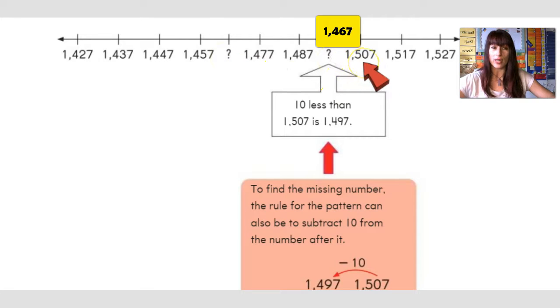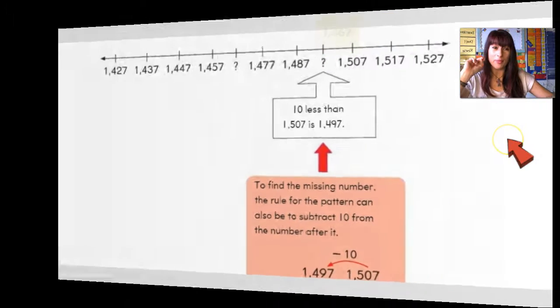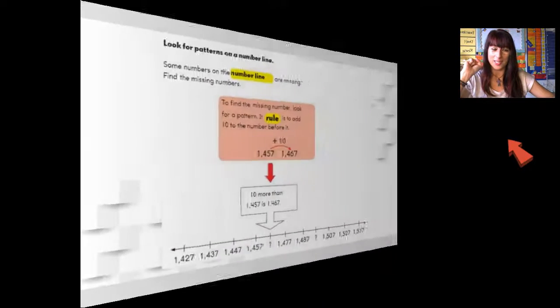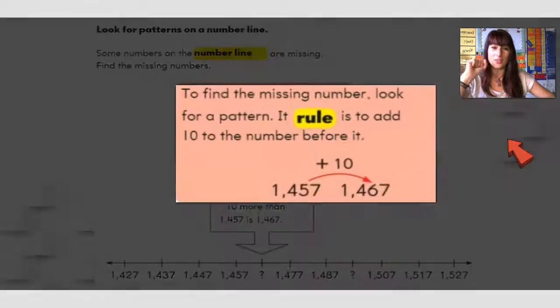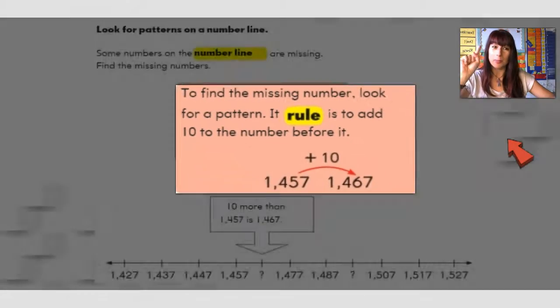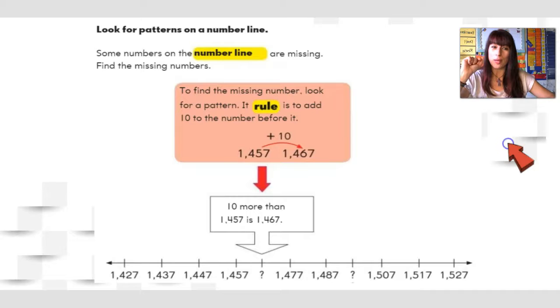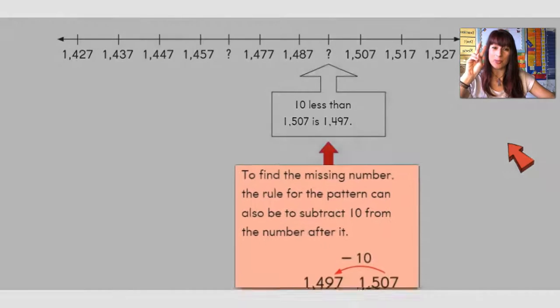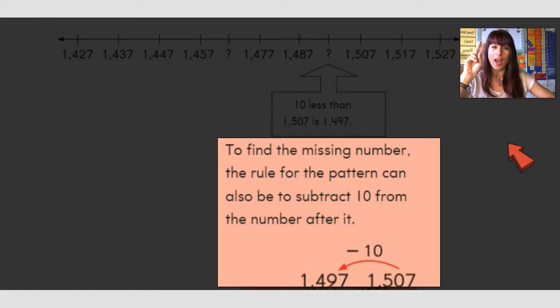And I have another missing number over here. Again, I look at the number that's after it, 1,507, and I know the rule is to subtract by 10. So I'm going to write the number 1,497. And this is rule number 2 that you can use to find the missing number. So remember, we have 2 rules to find the missing number. Rule number 1 is that you can add to the number before it. And rule number 2 is that you can subtract from the number after it.